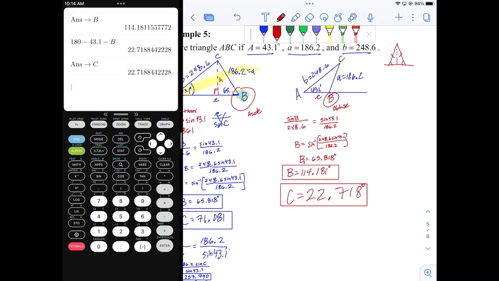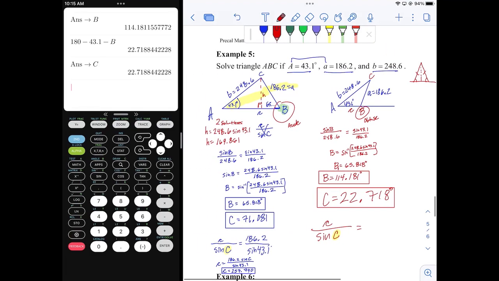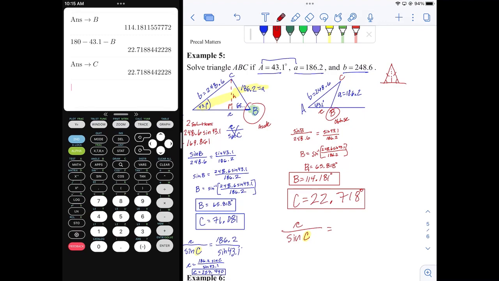All right. Now we need to find little c. We're going to put the side lengths in the top now, not the angles. So we're going to get little c all over sine of our new C, which I'm going to put the letter C in there as a placeholder, and you can do that too as an intermediate calculation. And then I'm going to use my swing guy, which is still a, so 186.2 all over sine of 43.1.